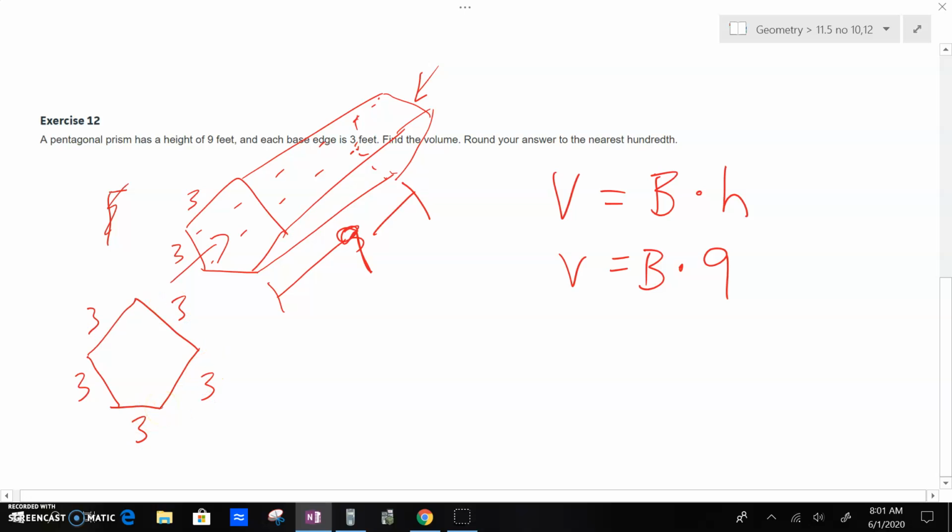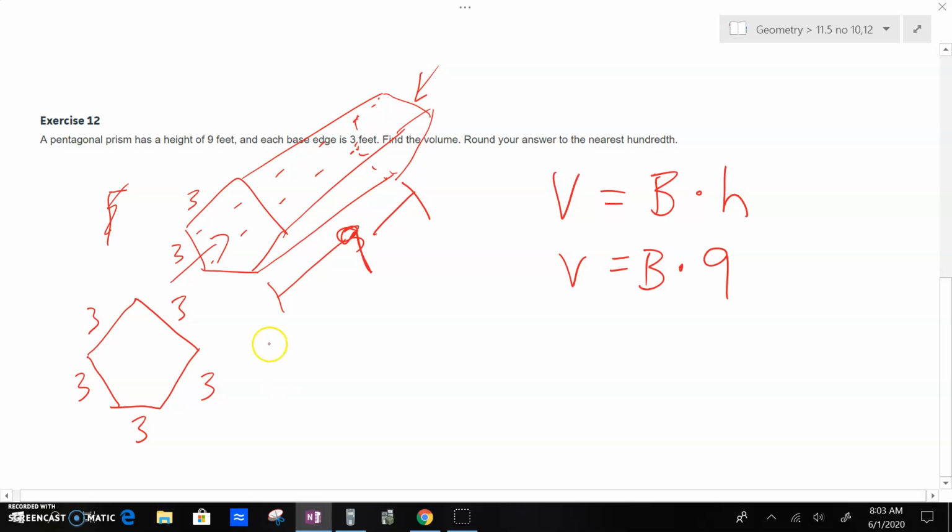So we've got to come up with some way to do that. Some way to come up with the area of a pentagon where the base is 3. To actually get that amount, we've got to come up with the area of a regular 5-sided shape. And we did this, I think, two sections ago.